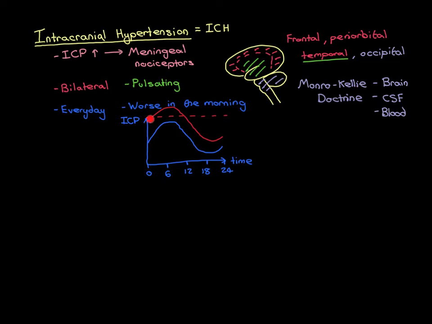So, if intracranial pressure is going to fluctuate on a 24-hour basis, that means that the volume of one of these must be changing on the 24-hour basis. Is the volume of brain likely to be changing on the 24-hour basis?